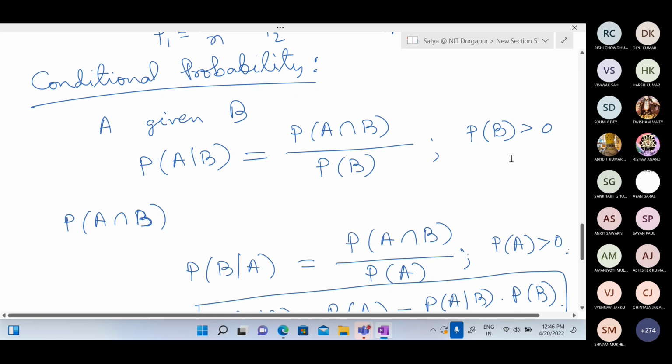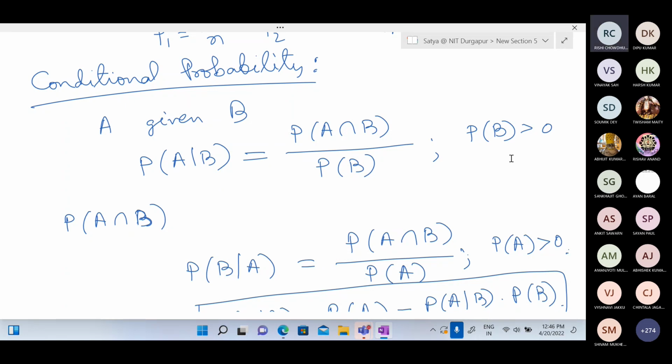Suppose Virat Kohli will win the match, given that he is going to play. If his playing probability is 0, that means he is not going to play. What is the probability of winning? It is 0. That means if the probability of B is 0, there is no chance for A to happen. But according to the formula, the probability will be infinity.